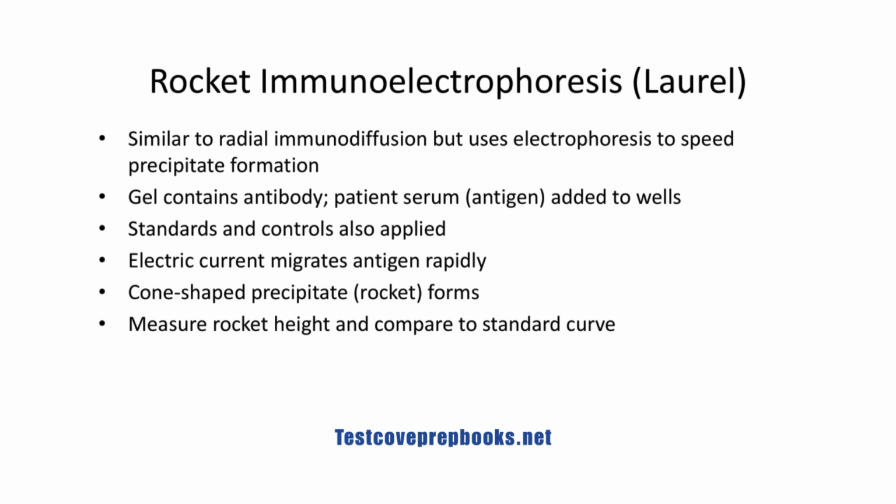Rocket immunoelectrophoresis. This technique is similar to radial immunodiffusion, but it uses electrophoresis to make the reaction faster. The gel contains antibody, and the patient's serum, which carries the antigen, is placed into small wells. Standards and controls are also added. When an electric current is applied, the antigen moves through the gel quickly. A cone-shaped precipitate forms that looks like a rocket. The height of the rocket is measured and compared to a standard curve.